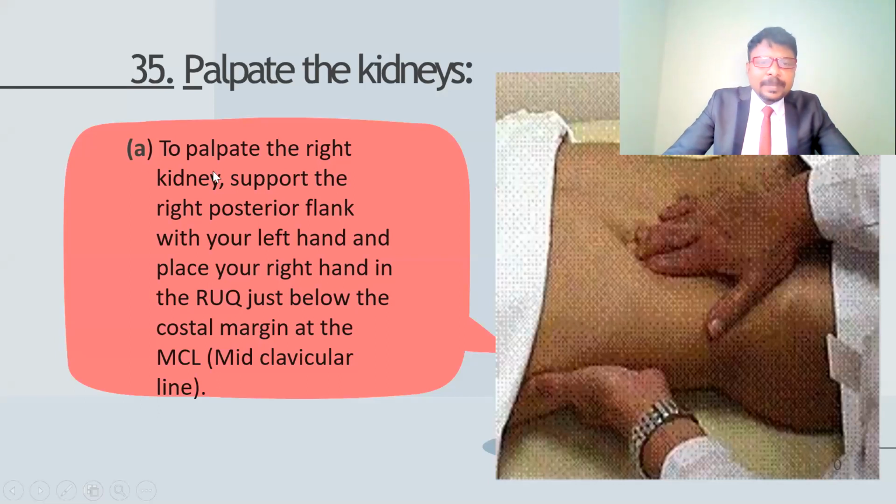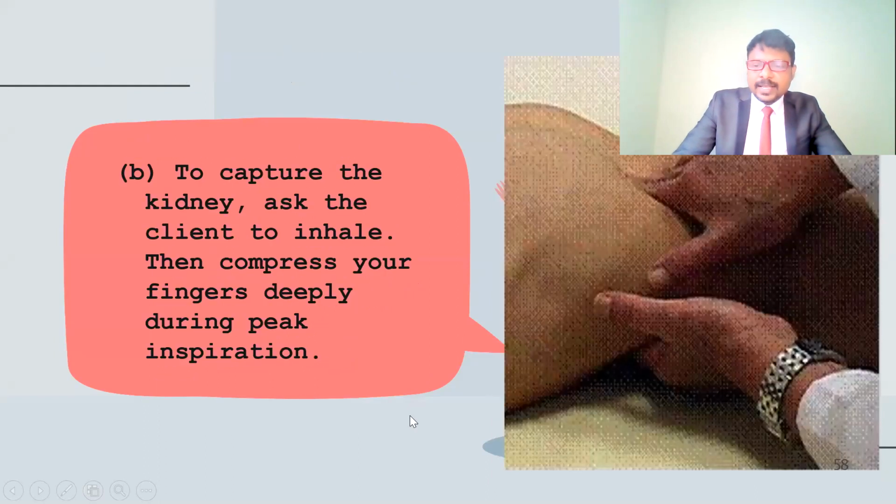And also about the kidney palpation, to palpate the right kidney, support the right posterior flank with the left hand. So place the right hand on the right lower quadrant. Like this, we place our left hand under the back, and the other hand over the kidney area. So we are going to find any enlargement, and we have to keep the pressure exactly at the mid clavicular line. If you draw a line from the middle of the clavicle, we are going to point it here, intersecting here.